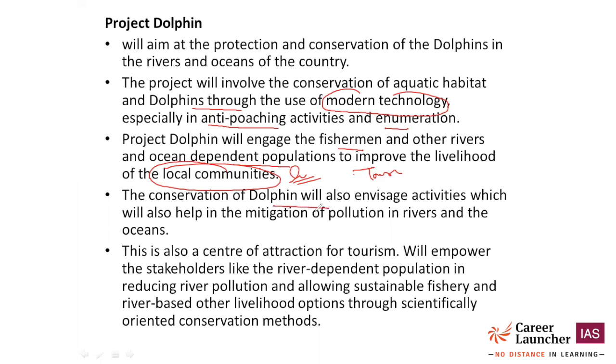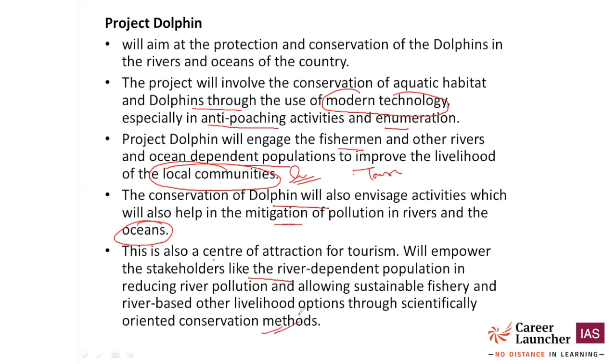The conservation of dolphins will also envisage activity which will help in mitigation of pollution in rivers and the oceans because this is fresh water. So we have to protect the population of dolphins. So our focus will be more on cleaning. Okay, how we can make our river cleaner. We will not be able to discharge waste material into the rivers. That will also be a concern for the government. This is also a center of attraction for tourism. It will empower stakeholders like the river dependent population in reducing river pollution and allowing sustainable fisheries and other river based livelihood options through scientifically oriented conservation methods.